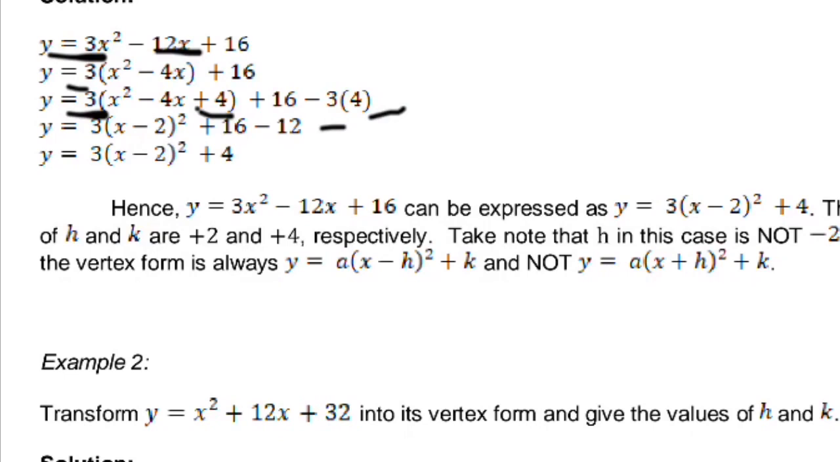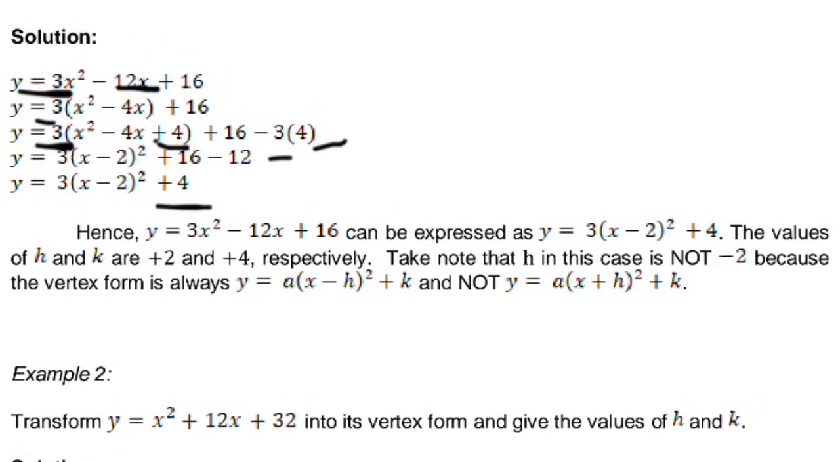So x squared minus 4x plus 4, if we're going to express that one as a square of a binomial, so you squared negative 2, so you are going to have 3 times the quantity of x minus 2 squared, then plus 16, the negative 3 times 4 is negative 12. Then 16 minus 12 is 4. So your answer here will be y equals 3 times the quantity of x minus 2 squared plus 4.